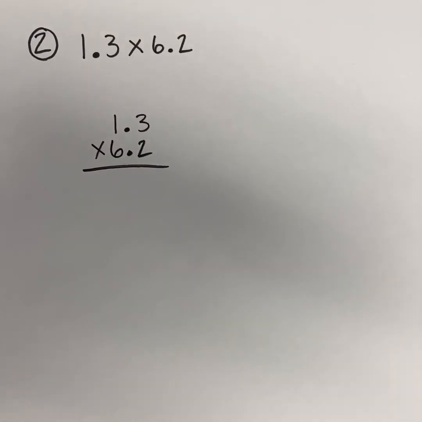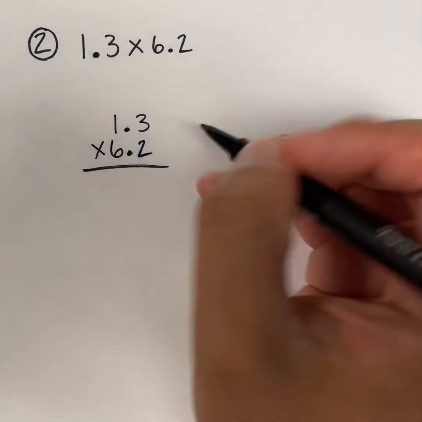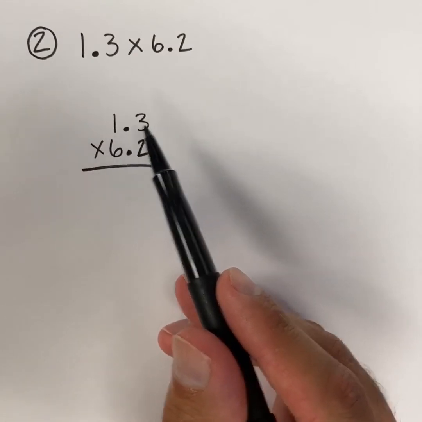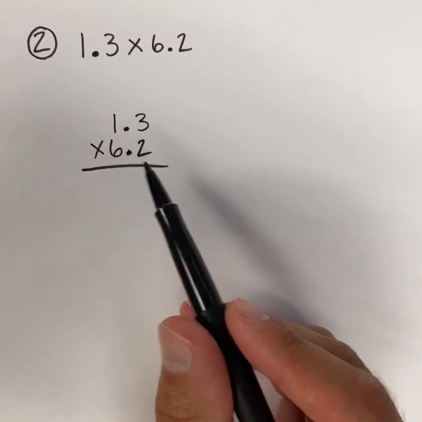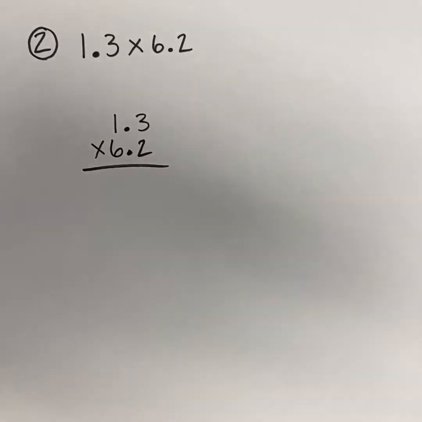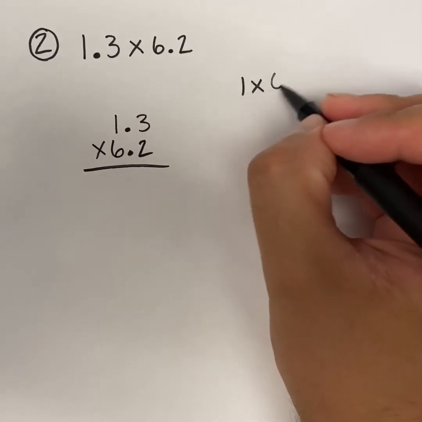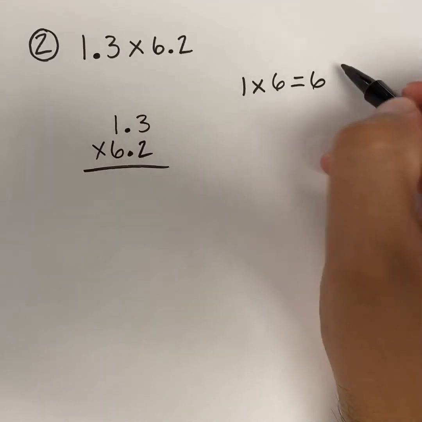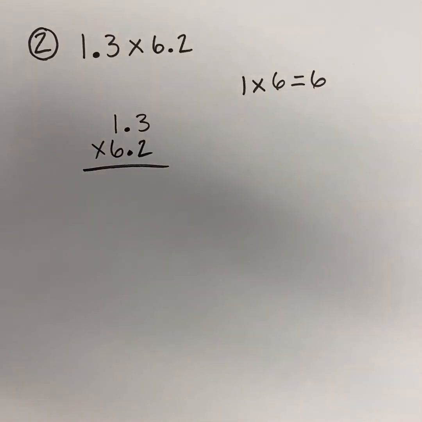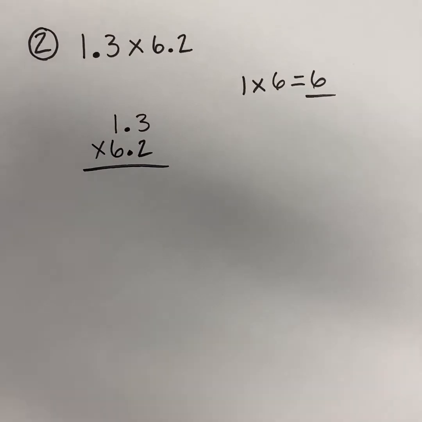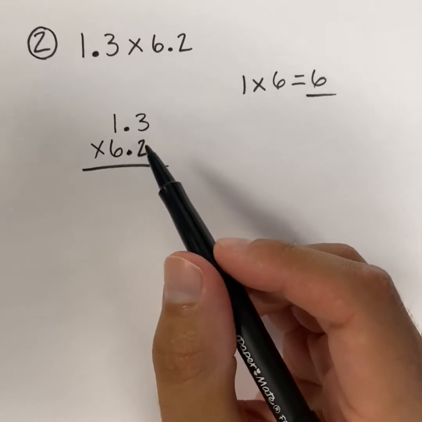Before we begin this problem, I want to talk about the power of estimation when it comes to multiplying decimals. Really, 1 3/10 is pretty close to just 1, and 6 2/10 is pretty close to just 6. If I were to estimate an answer for this problem, I would just be thinking, it's pretty close to 1 times 6, which is 6. So my answer, when I do this correctly, I should be looking for something that's similar to 6. So with decimal multiplication, we're going to act like these decimals do not exist.